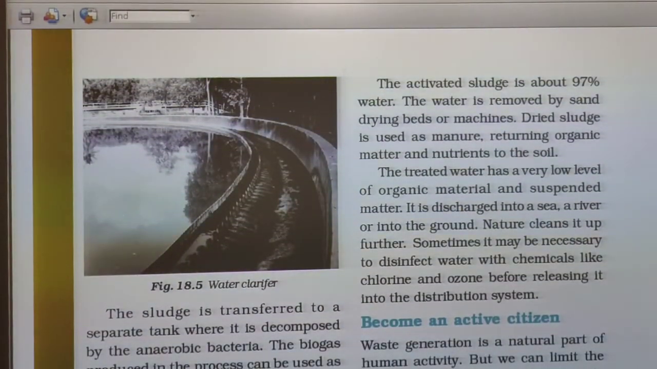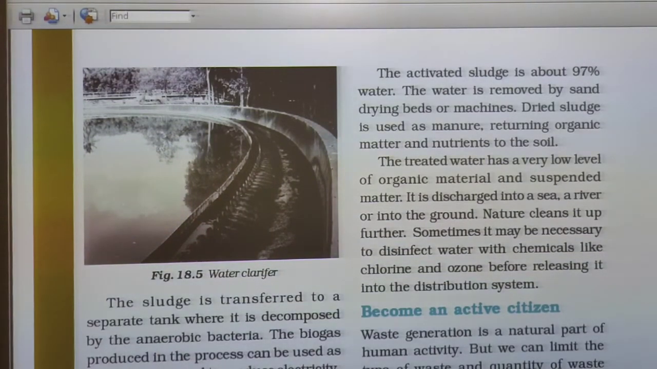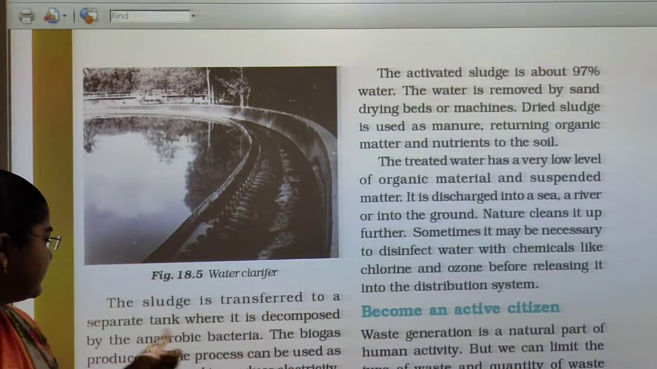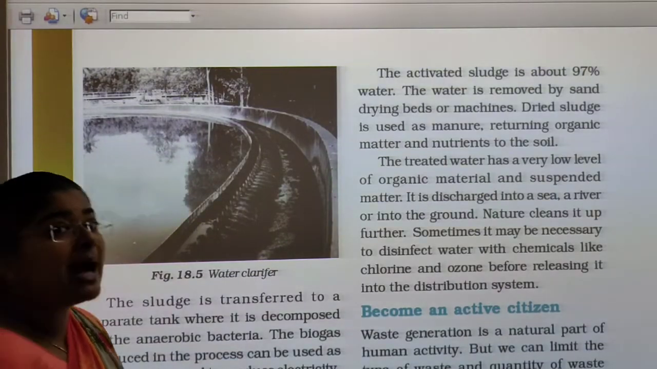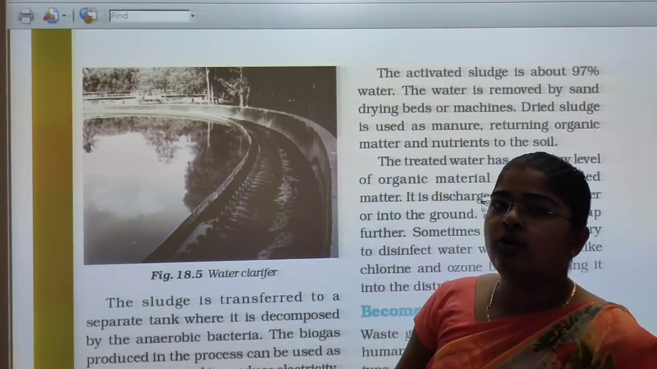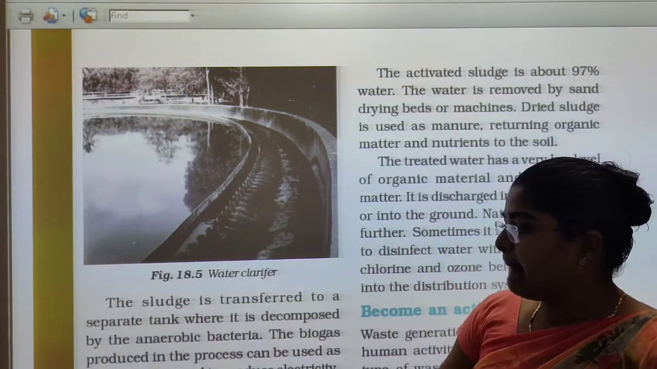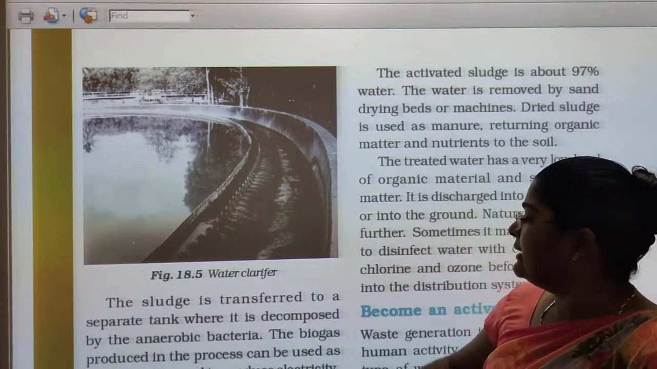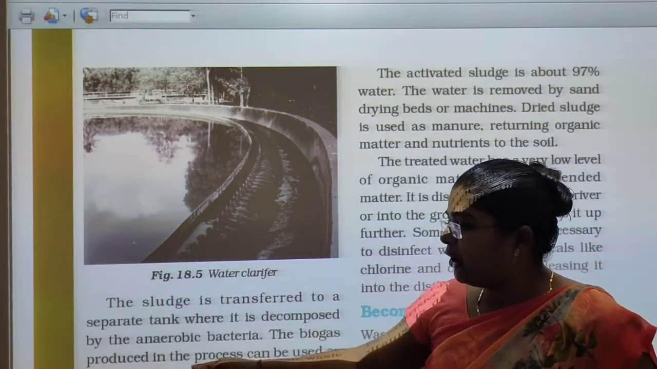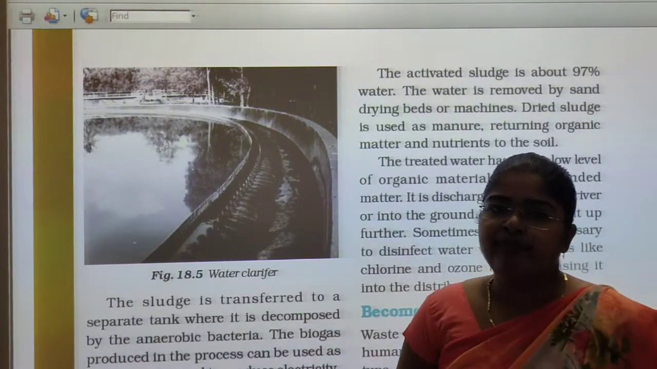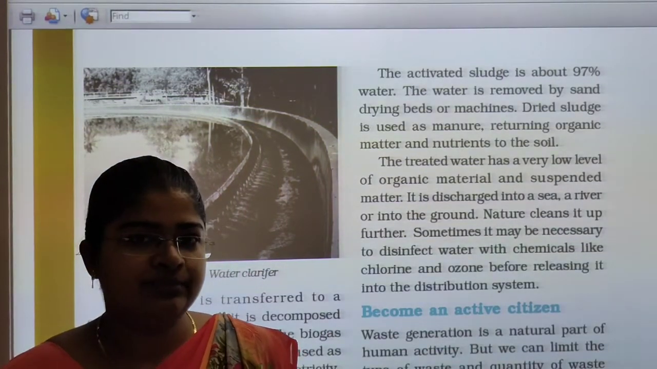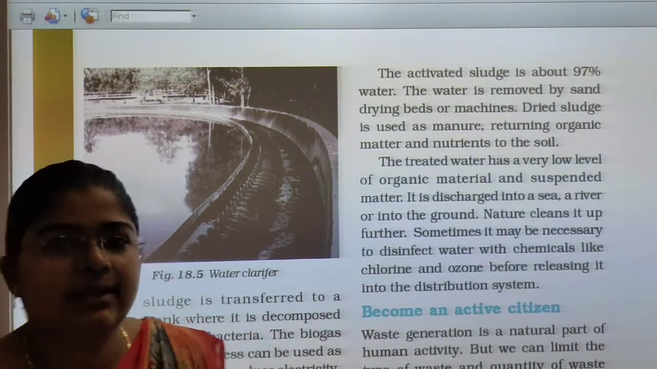so here student, you can see that, apart from the clarified water, the sludge is transferred to a separate tank where it is decomposed by anaerobic bacteria. So after the third stage, student, this sludge is decomposed by anaerobic bacteria. The biogas produced in this process can be used as a fuel or can be used to produce electricity. So in this step, student, biogas is produced from the decomposition and this gas is used as a fuel.